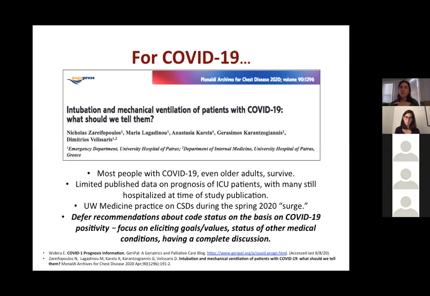And instead focus on this opportunity to elicit goals and values, to focus on the prognosis of people's other underlying conditions, and whether or not a certain code status would make sense, even outside the context of COVID-19, and just having a really complete conversation, because this is also evolving pretty rapidly.